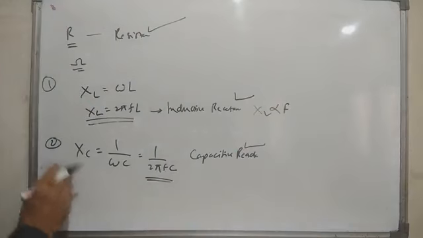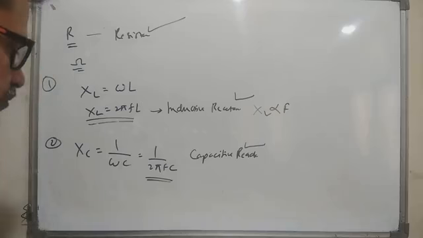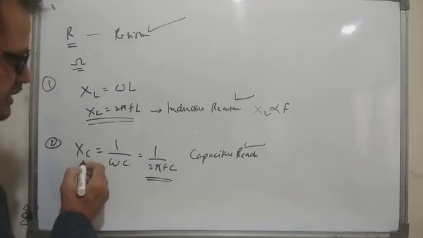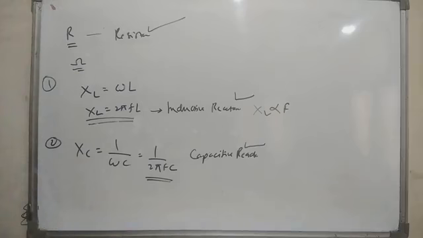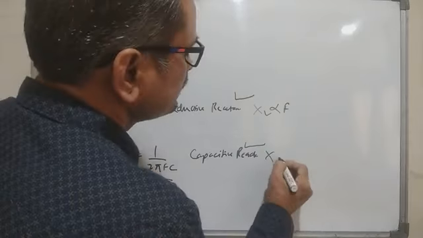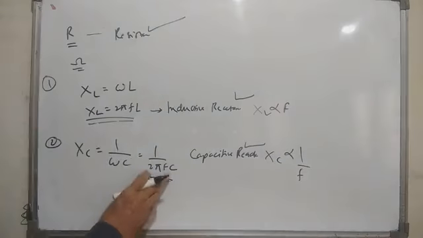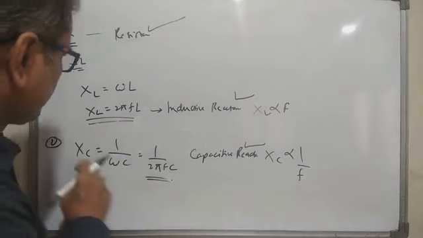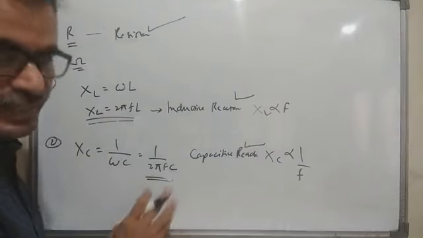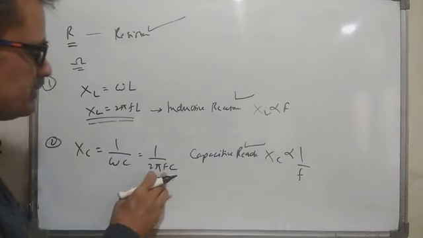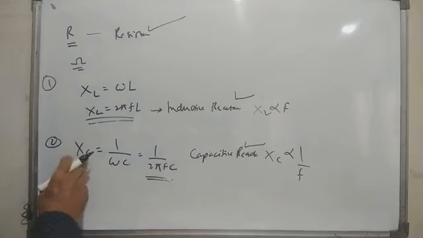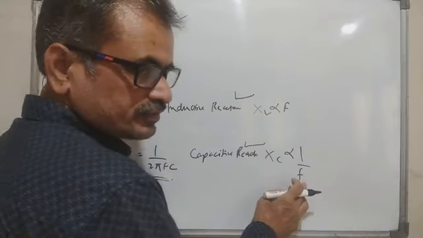And look at this equation: XC is equal to 1 upon 2 pi fC. That means XC, the capacitive reactance, is inversely proportional to frequency. As we increase the frequency, capacitive reactance will decrease. As we decrease the frequency, XC, the capacitive reactance, will increase. That means XC is inversely proportional to frequency.